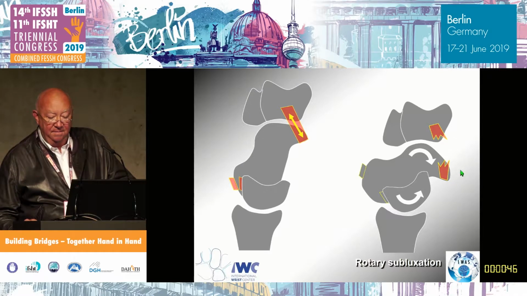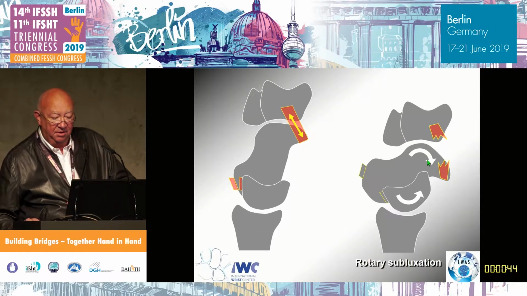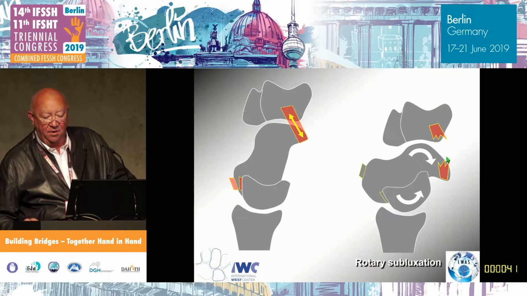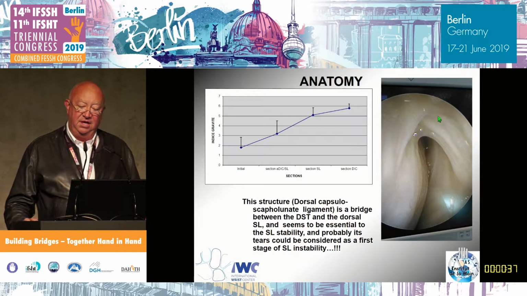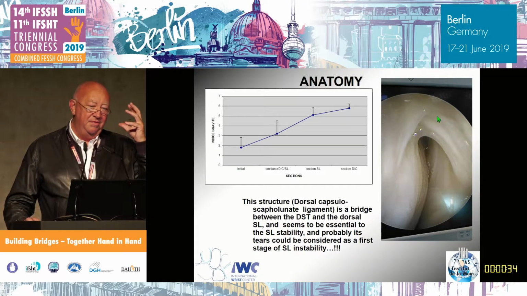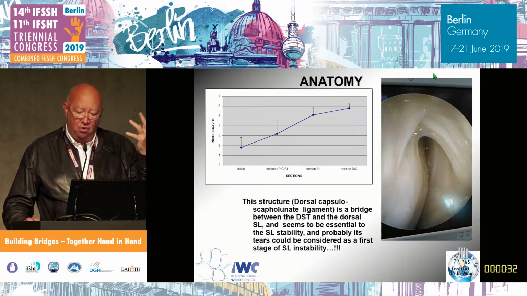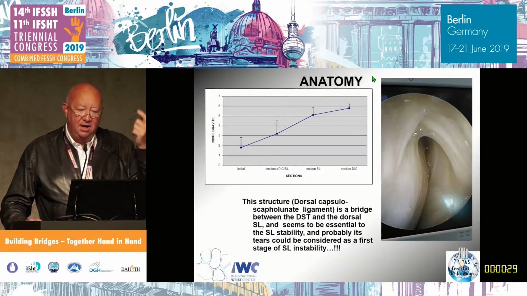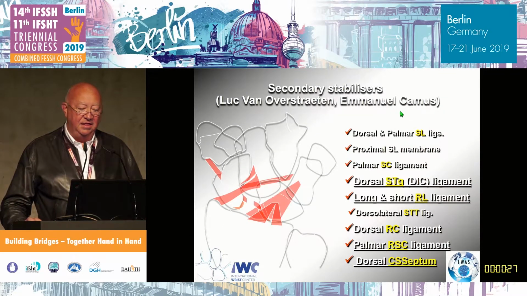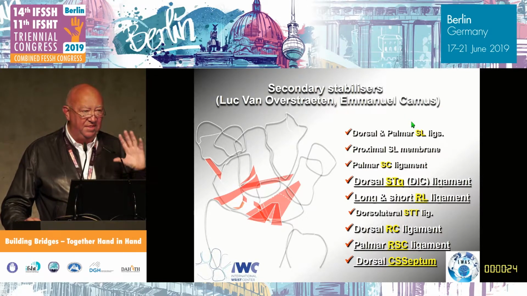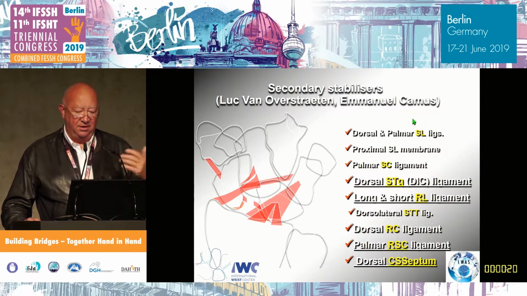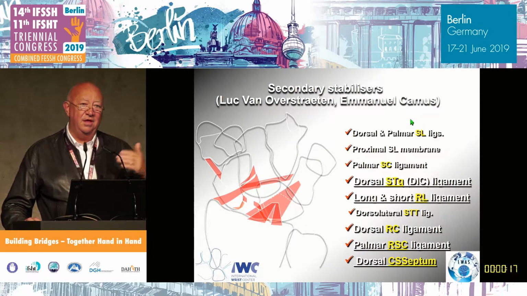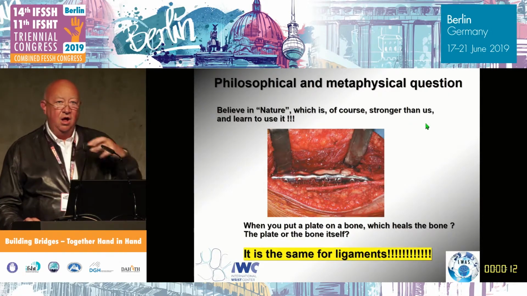So, for a long time, we believed that the rotary subluxation appears when you have an STT joint problem, which is not true. Of course, we understood that the DCSS changed the manner to understand and to see. It is not, of course, the only key of the stability. And thanks to Luc and Emmanuel Camus, we understood that there is a real scapholunate ligament complex with the dorsal and volar extrinsic ligaments, the dorsal and volar scapholunate ligaments, and the bridge between all this system, creating a scapholunate ligament complex.